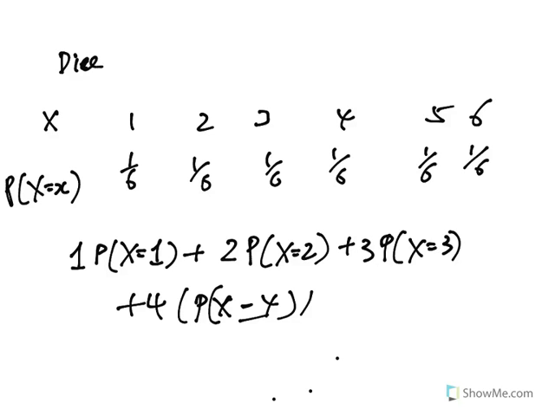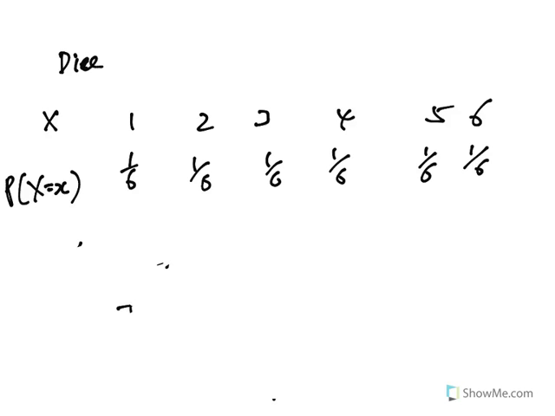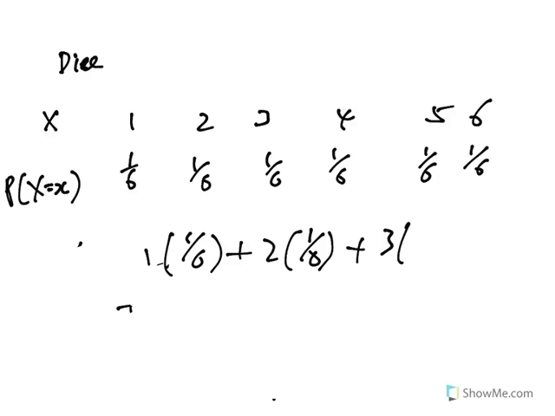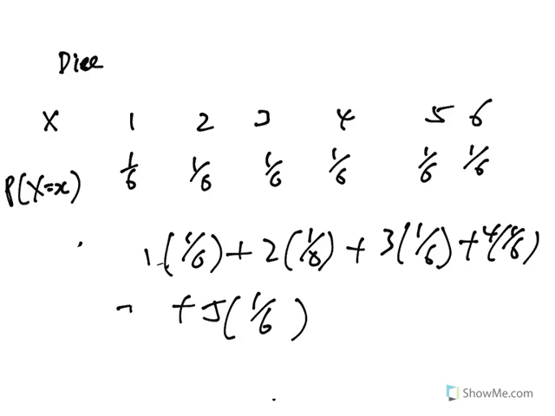So this is how you calculate. Basically it's like 1 times 1 over 6 plus 2 times 1 over 6 plus 3, a bit like a scalar product, plus 4 times 1 over 6 plus 5 times 1 over 6 plus 6, correct? And this will give you the answer. So this will give you the expected mean.